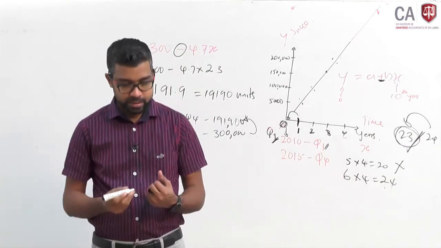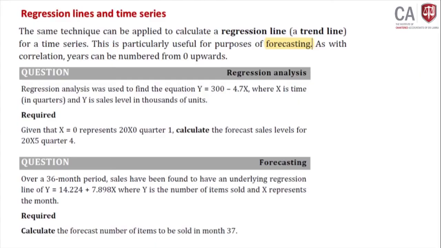Right. Second part of the question. Not second part. Second question. Over a 36-month period, we have been found to have underlying regression line y equal 14.224 plus 7.898 x, where y is the number of items sold and x is represent time.